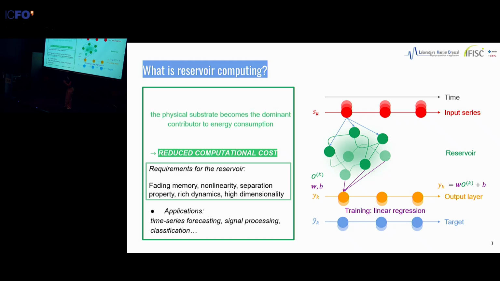So in this way, we moved the computational cost and even the energetic cost from the training to the physical substrate, meaning that all the energy is going to be employed to build this physical reservoir.